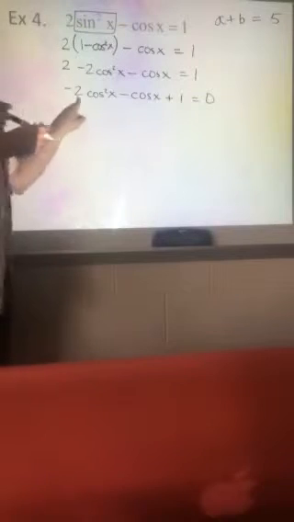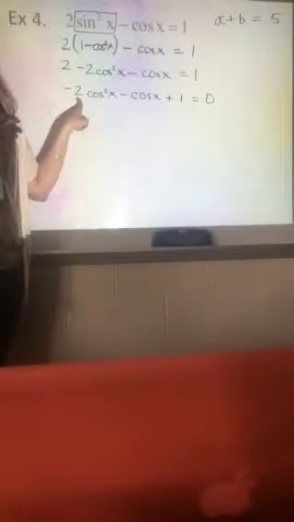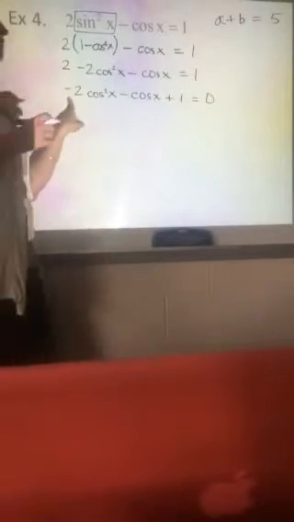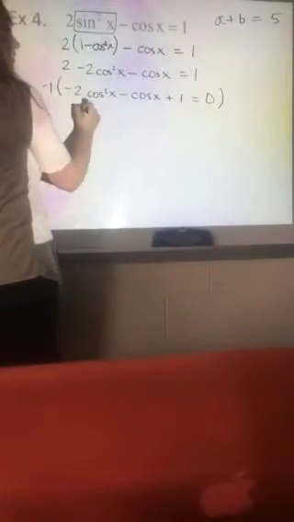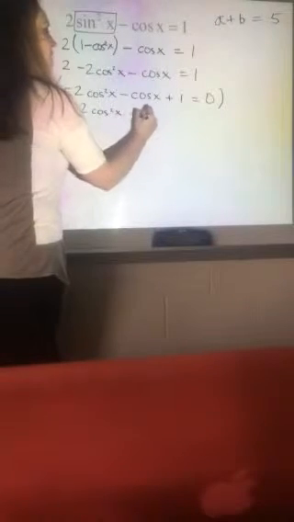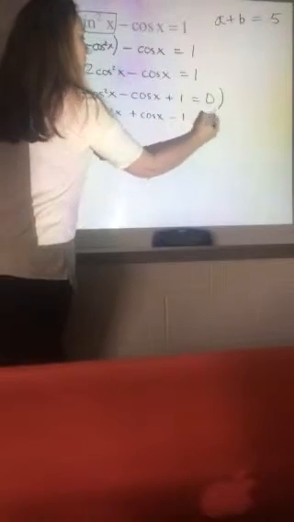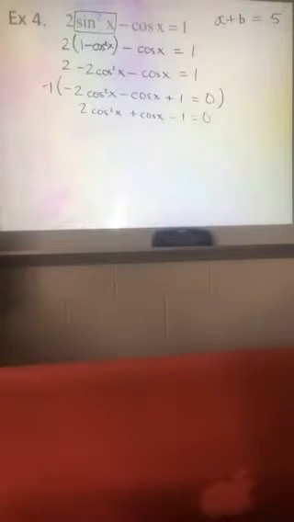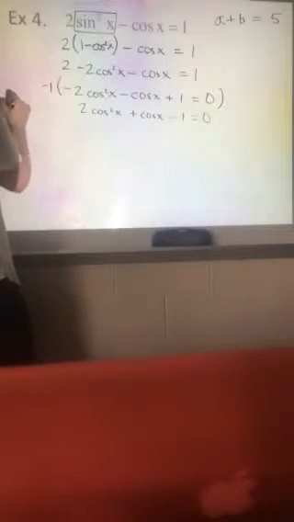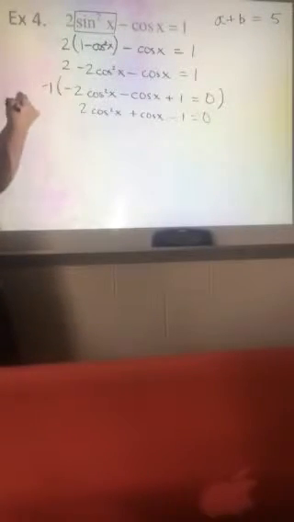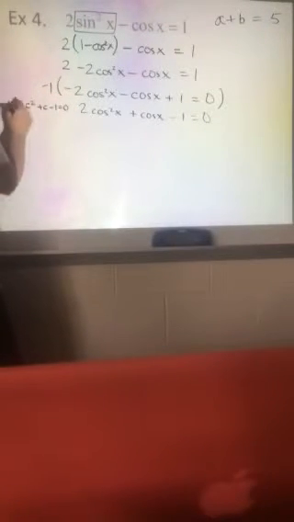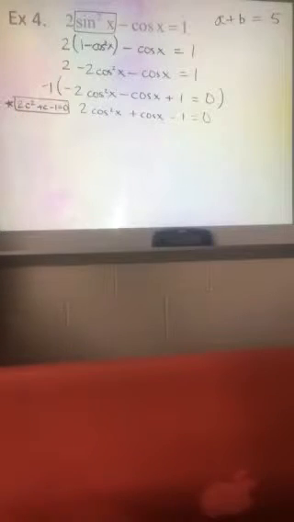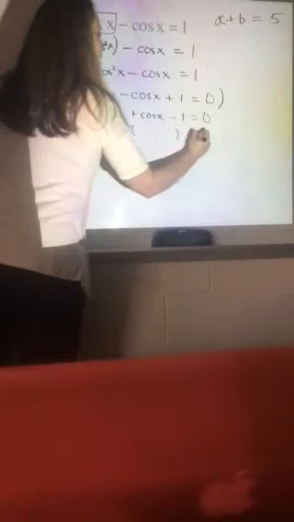Now, personally, do you like to factor when this is negative? No. So the quick fix for this is to multiply everything by negative 1. 2 cosine squared x plus cosine x minus 1 equals 0. Now I'm just going to put a little star over here. Let's forget the cosines a second. 2c squared plus c minus 1 equals 0. This is the pure algebra form of what you're looking at. How would I factor that?